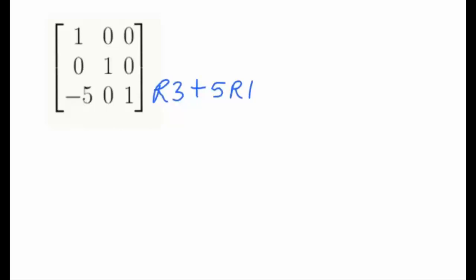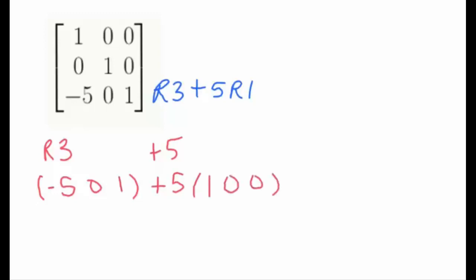Did you come up with row 3 plus 5 row 1? So we're going to look at row 3. Row 3 is minus 5, 0, 1, and we'd like to add 5 of row 1's. Row 1 is 1, 0, 0.